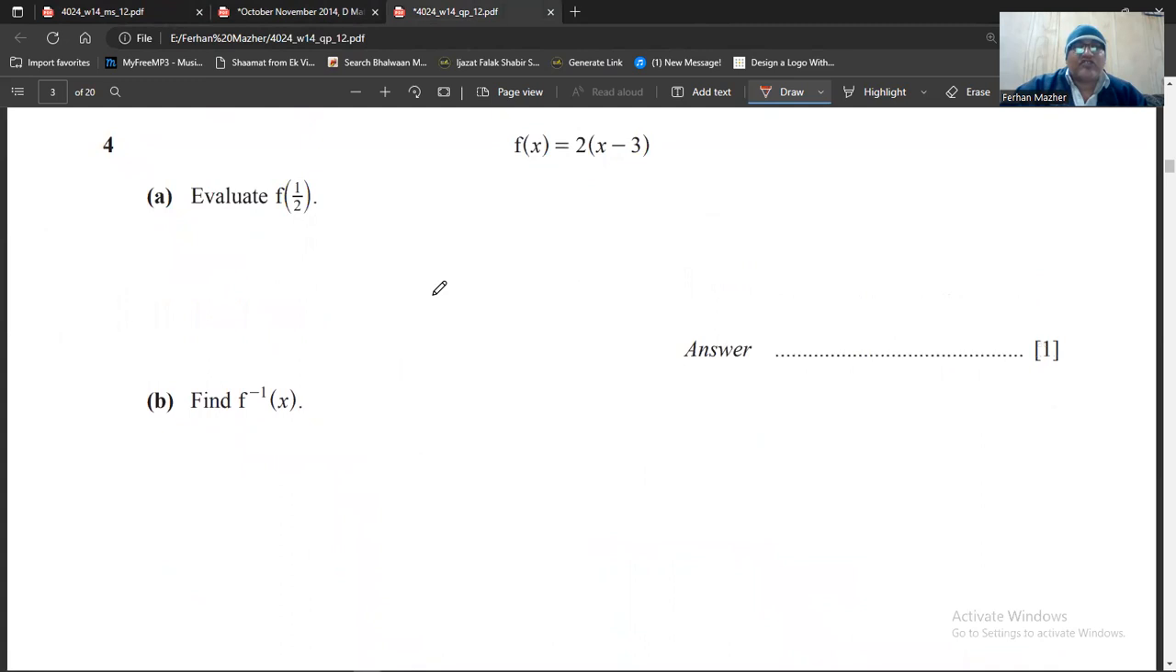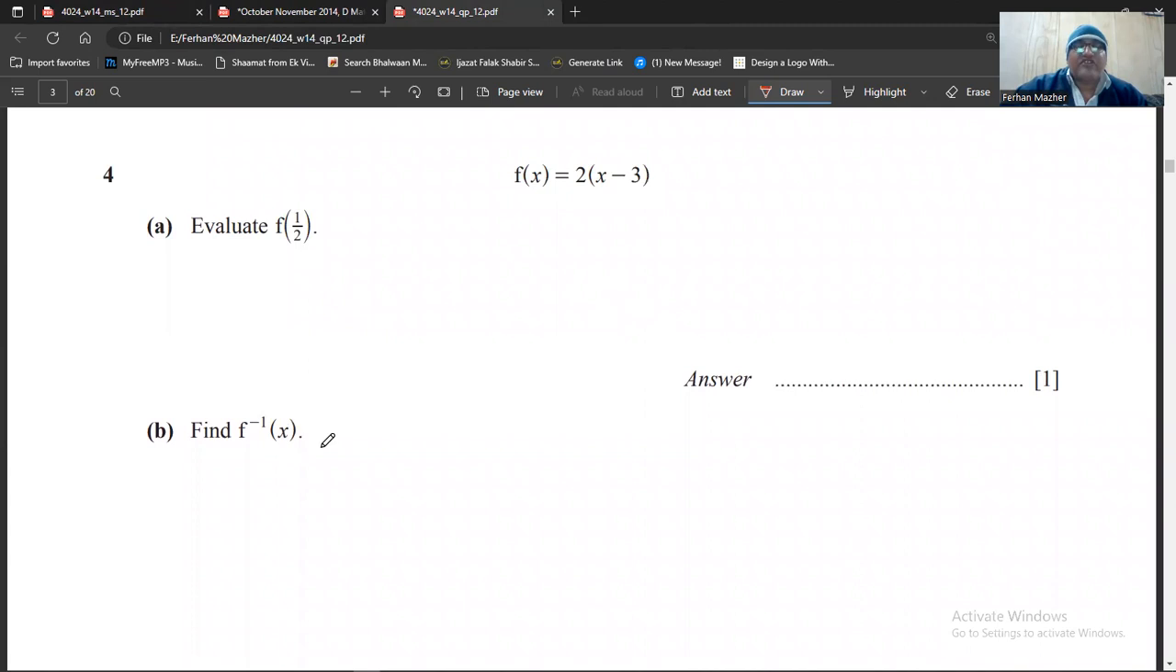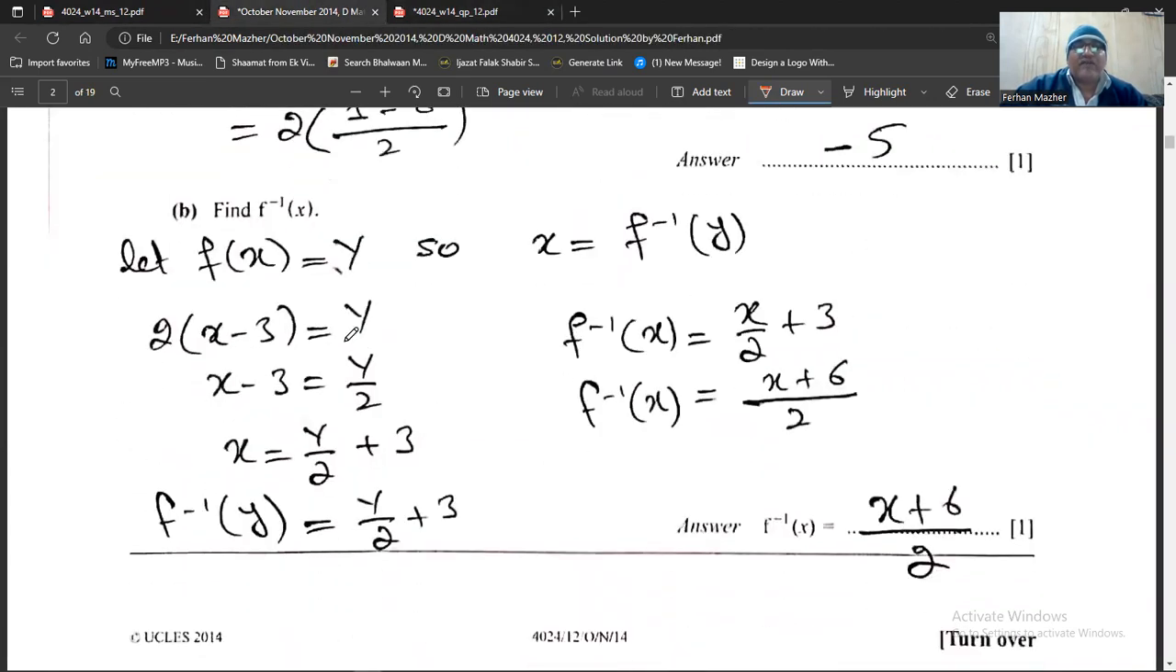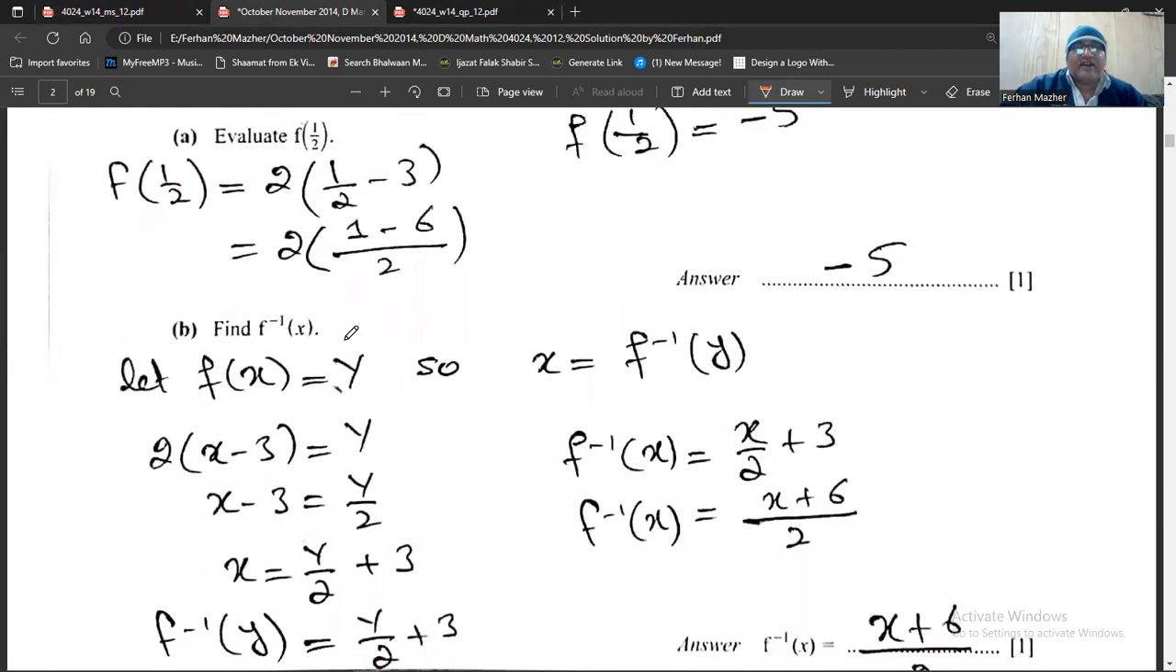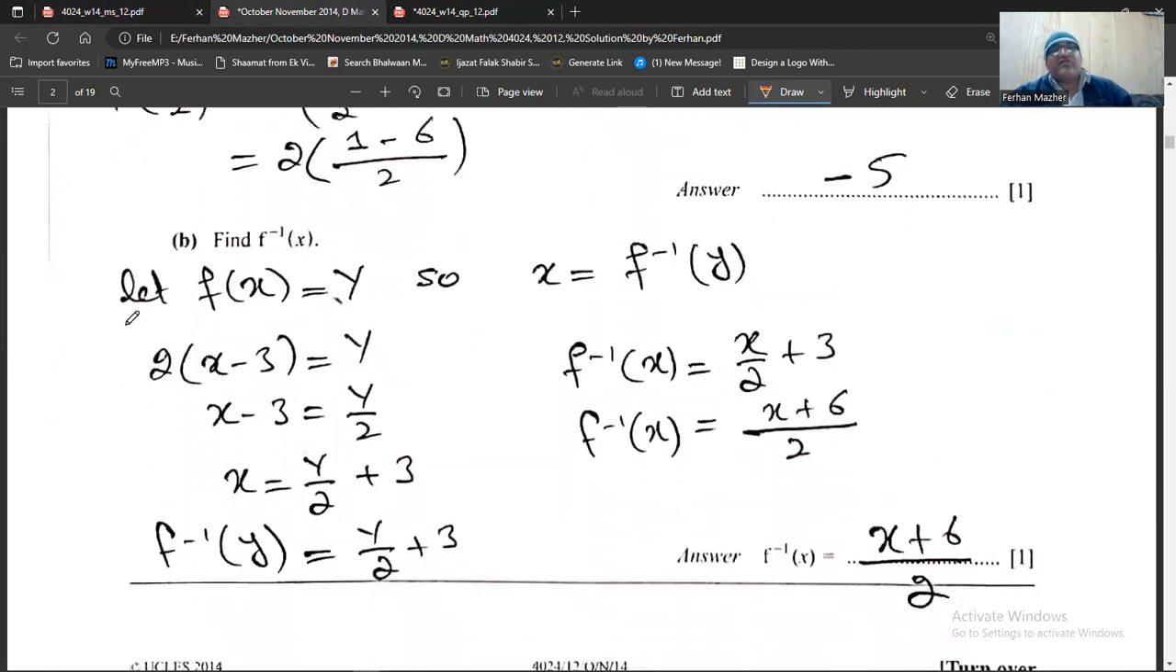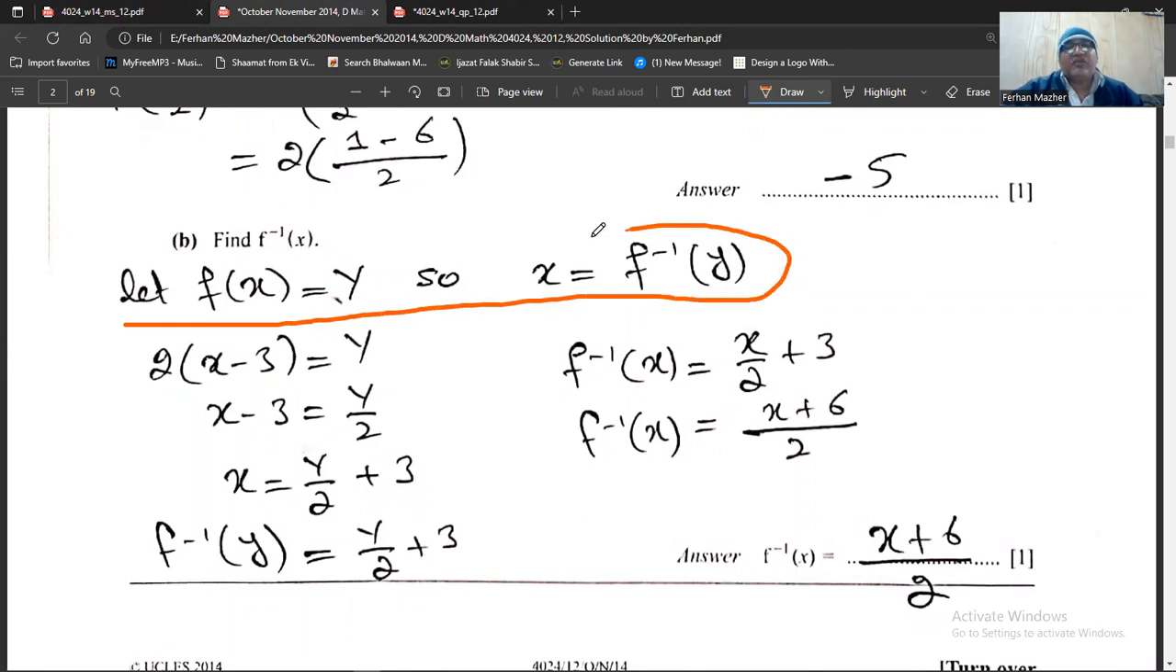Okay, so the next question is a 1-mark question. He wants me to find f inverse of x. Whenever you want to find f inverse of x, the method is very simple. You will always write this sentence. Whenever you find the inverse, remember you write this sentence. It's a must. Let f of x is equal to y. So x will be equal to f inverse of y. I will take this and solve it. f of x is equal to y.